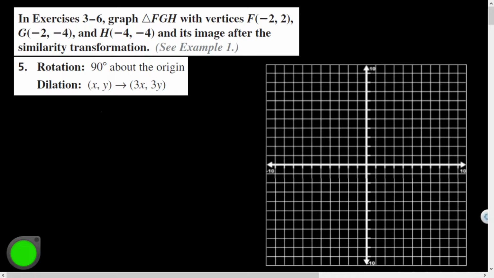So let's see. Let's plot some points. F is at -2, 2 right there. G is at -2, -4. Friends, are you tracking with me? G is at -2, -4. Oh, I went the wrong way. You would have corrected me. Faithful are the wounds of a friend. Let's see. H is at -4, -4.